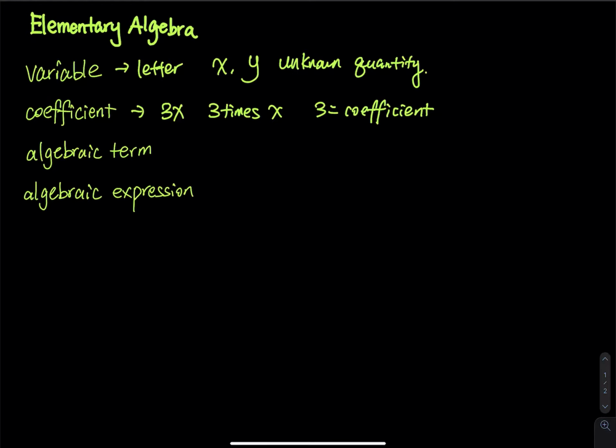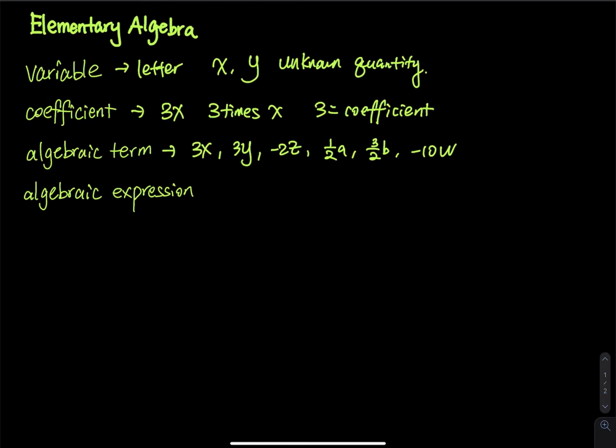And then the next key term is algebraic term. So an algebraic term is the product or quotient of a variable and a coefficient. So let's say we have 3x. 3x is an algebraic term. 3y, negative 2z, 1 half a, 3 over 2b, negative 10w, they are algebraic terms. It is the product or quotient of a variable and a coefficient.